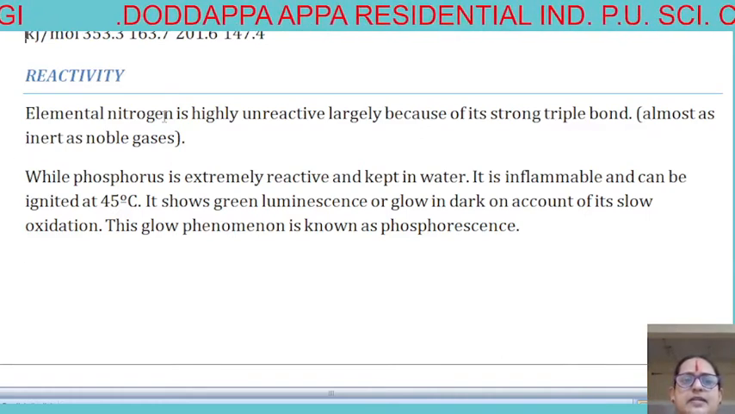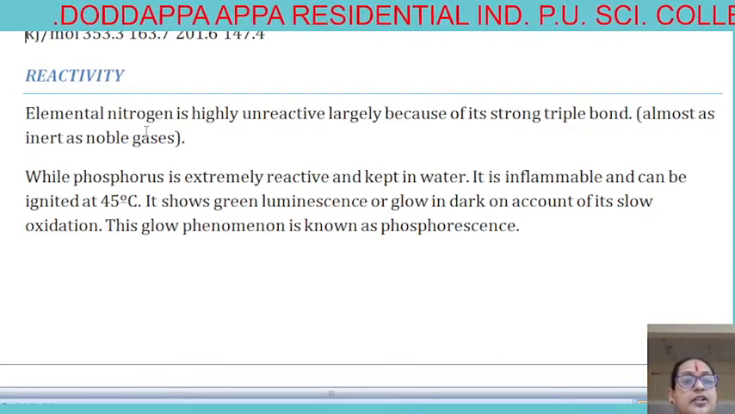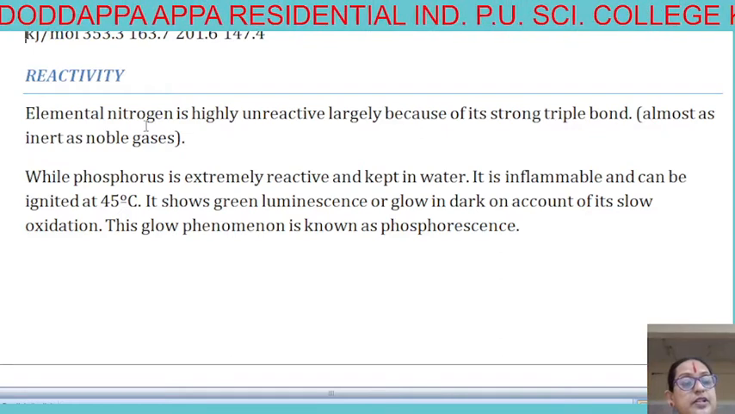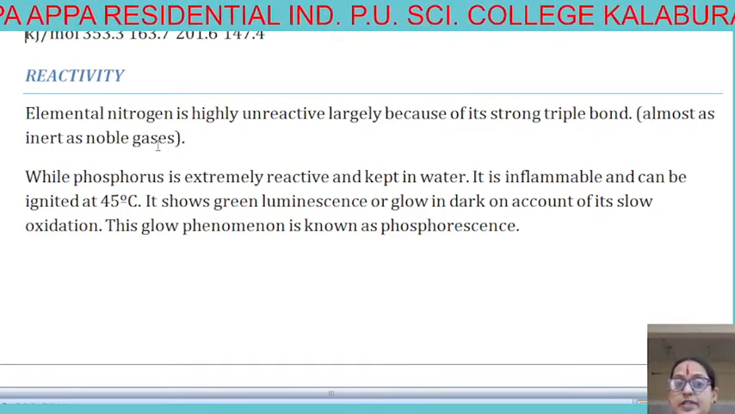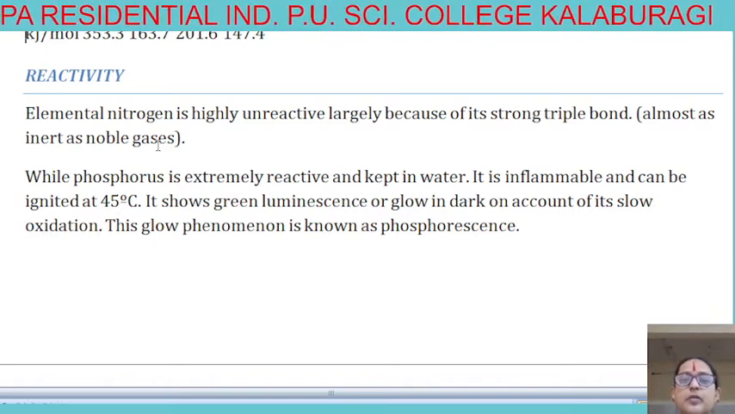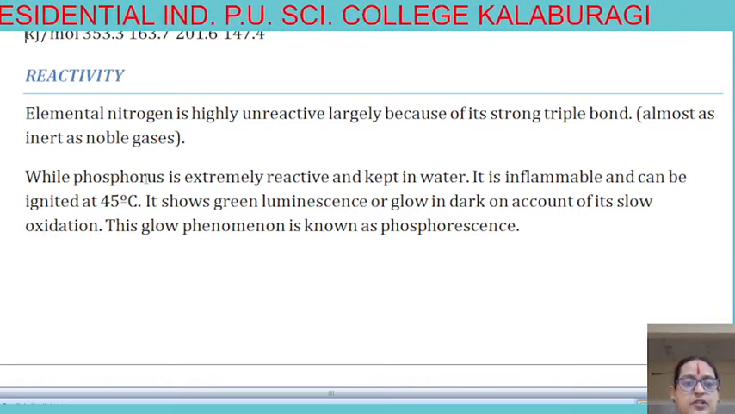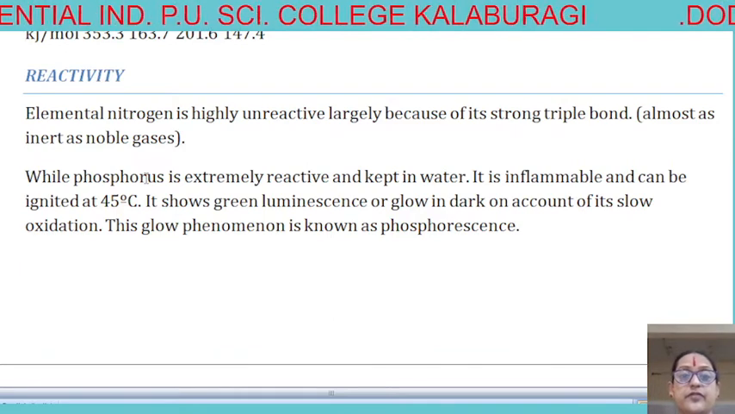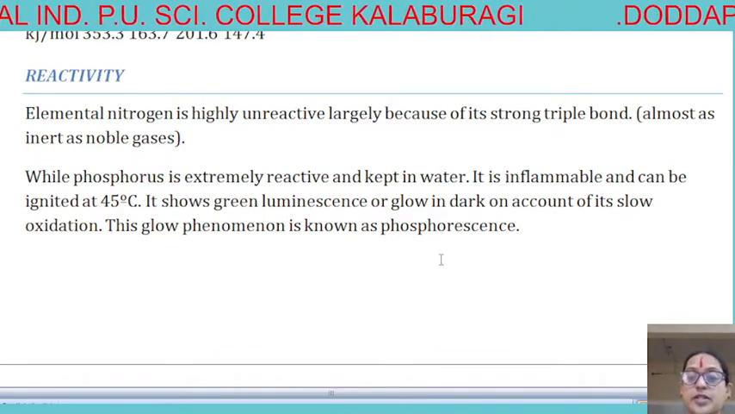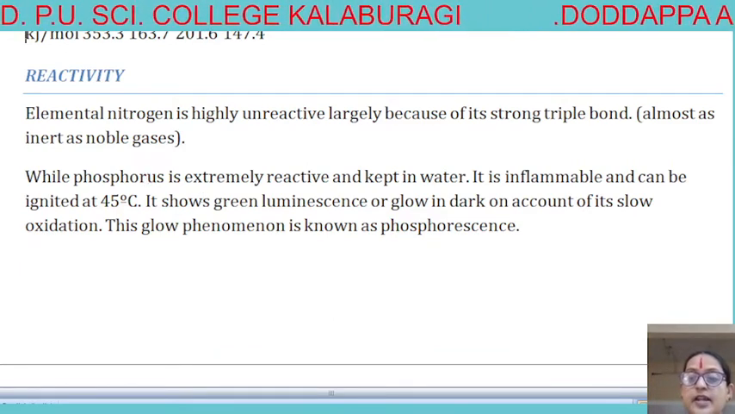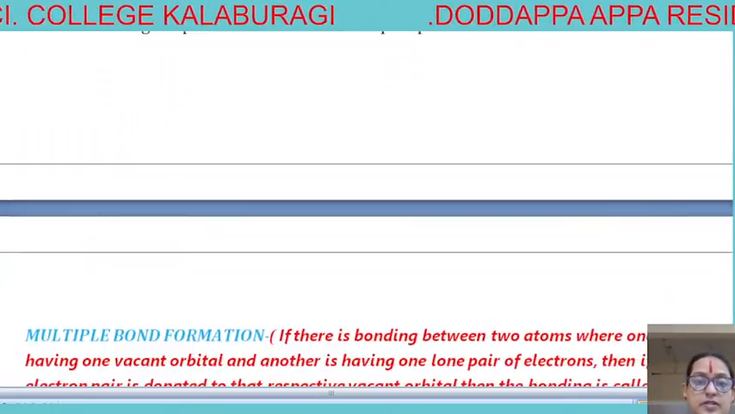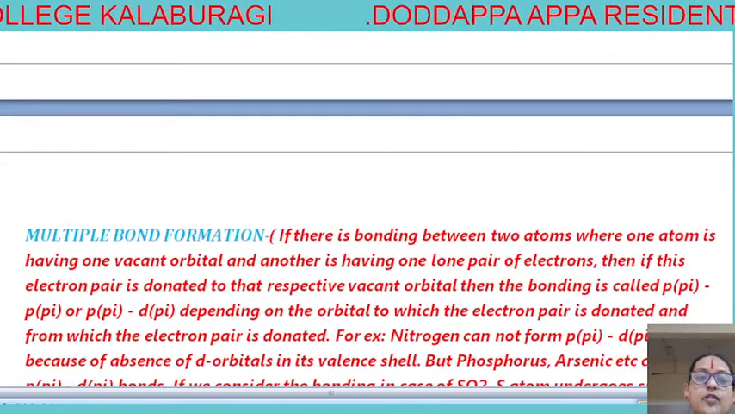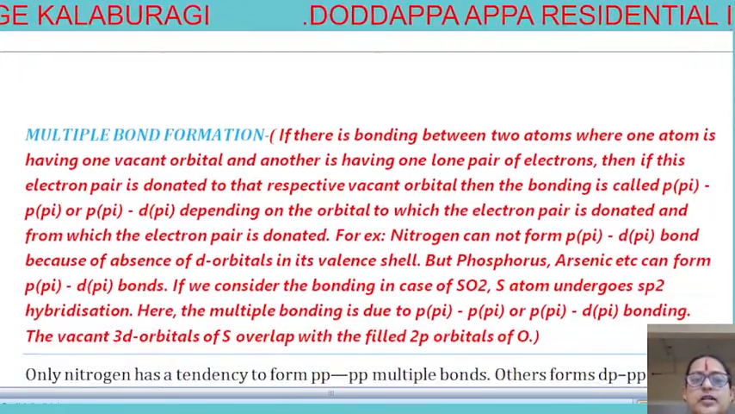These elements are highly unreactive. Nitrogen is highly unreactive. How unreactive is it? As much as noble gases, it is said, because it has a triple bond. To break a triple bond is very difficult, whereas phosphorus is very reactive. It is so reactive that it is kept under water. It also has the property to glow, so it is called phosphorus. It forms multiple bonds.